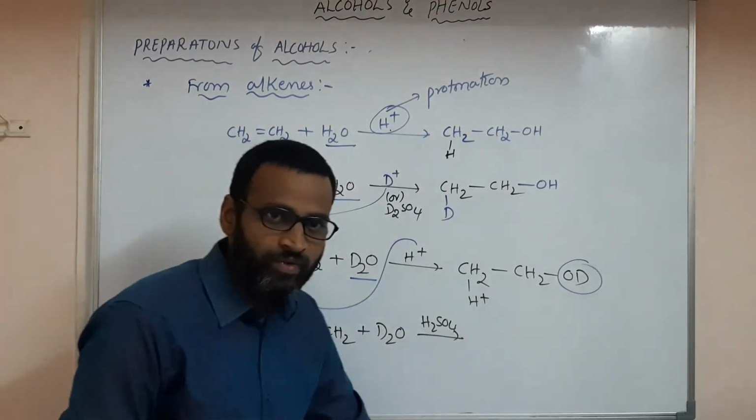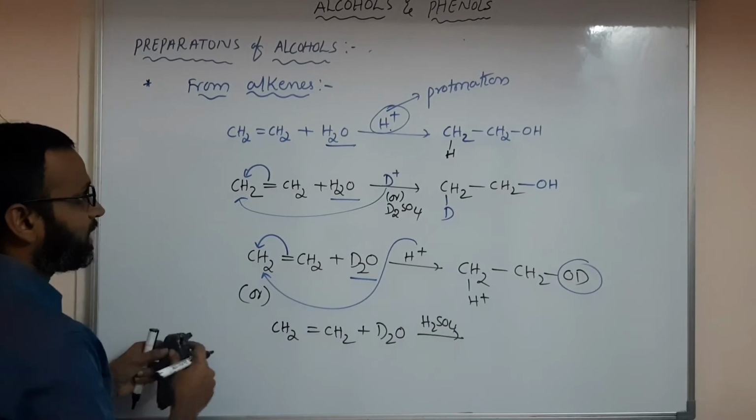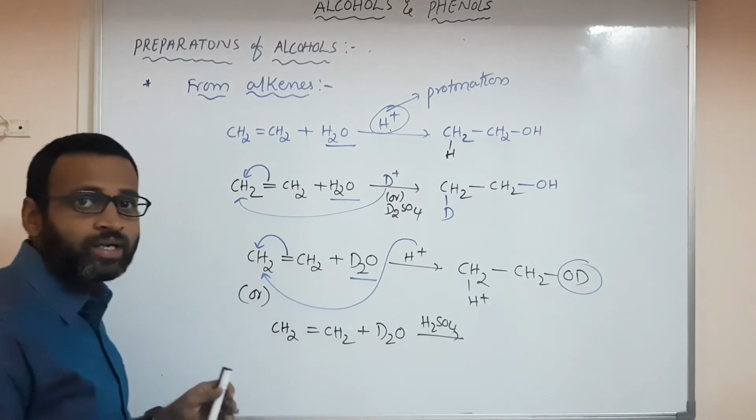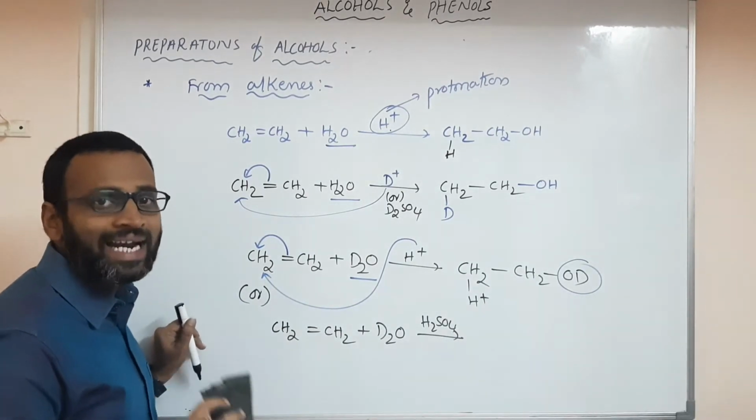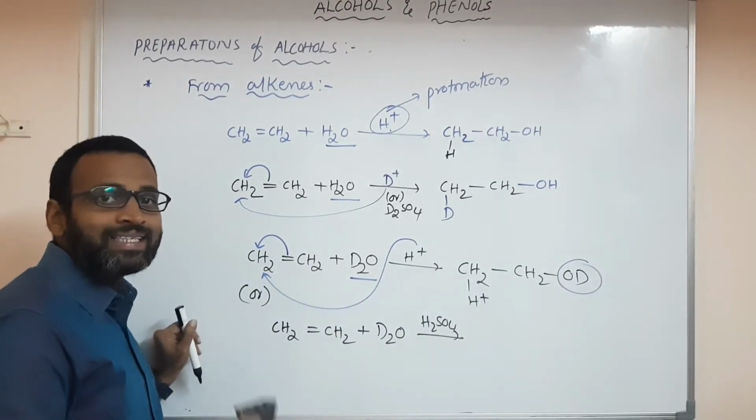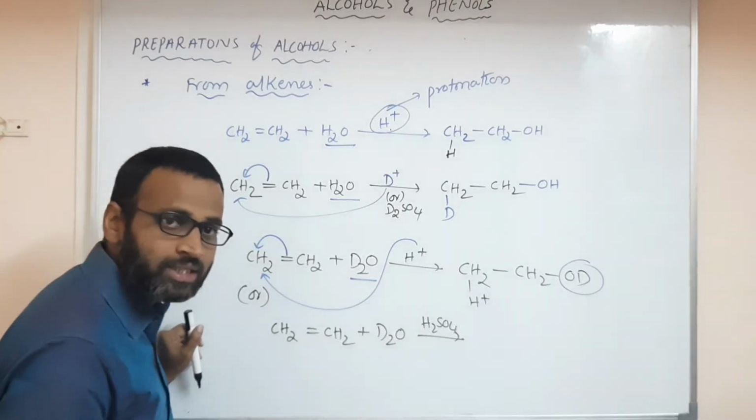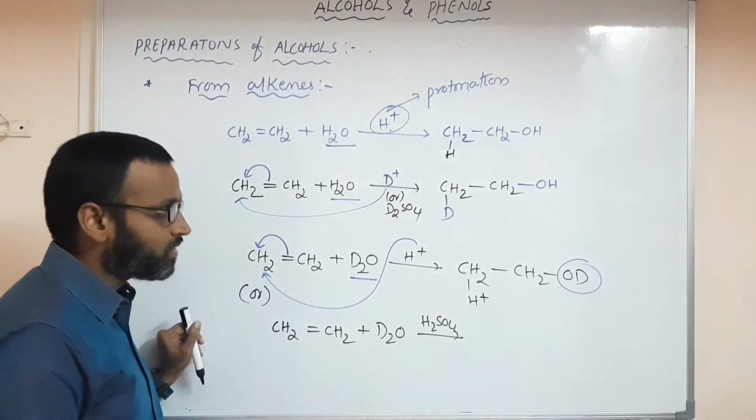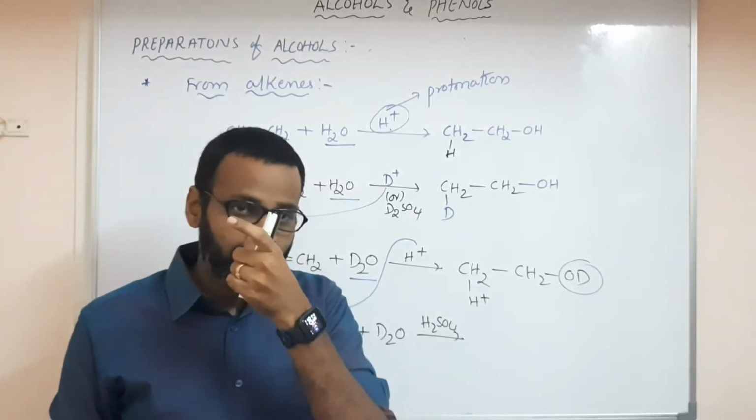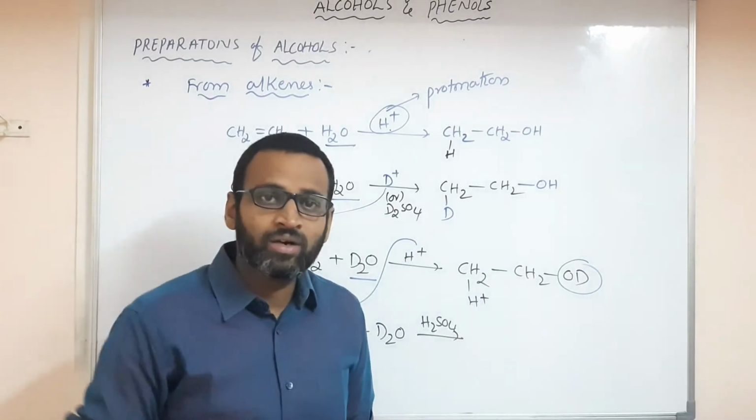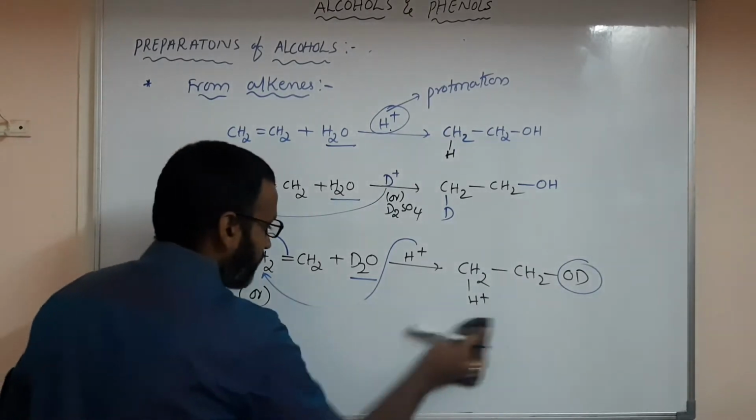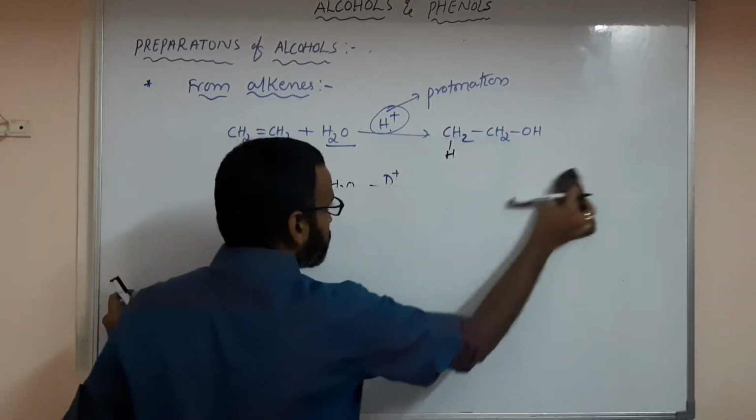Remember this one. This is very, very important. So first what happened in this reaction? Protonation. First H plus will add, according to formation of the stable carbocation. The negative species will add to the double bonded carbon which has fewer hydrogens. What rule is that? Markovnikov rule. This OH or OD will add to the double bonded carbon according to Markovnikov rule. What is the meaning of Markovnikov rule? The negative species adds to the double bonded carbon which has fewer hydrogens.